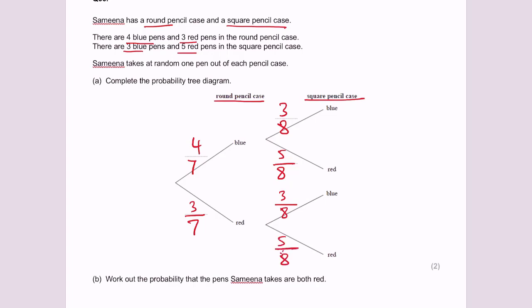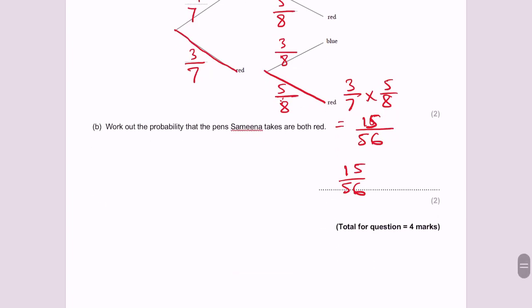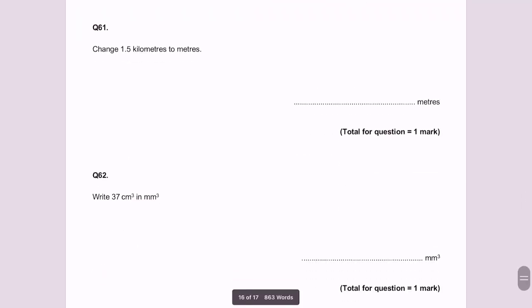Work out the probability that the pens Samina takes are both red. To work out both red, it's going to be red and red going this way. So we multiply 3/7 by 5/8, and that will give us an answer of 15 over 56, and that's the answer, 15 over 56. This question is worth a total of 4 marks.